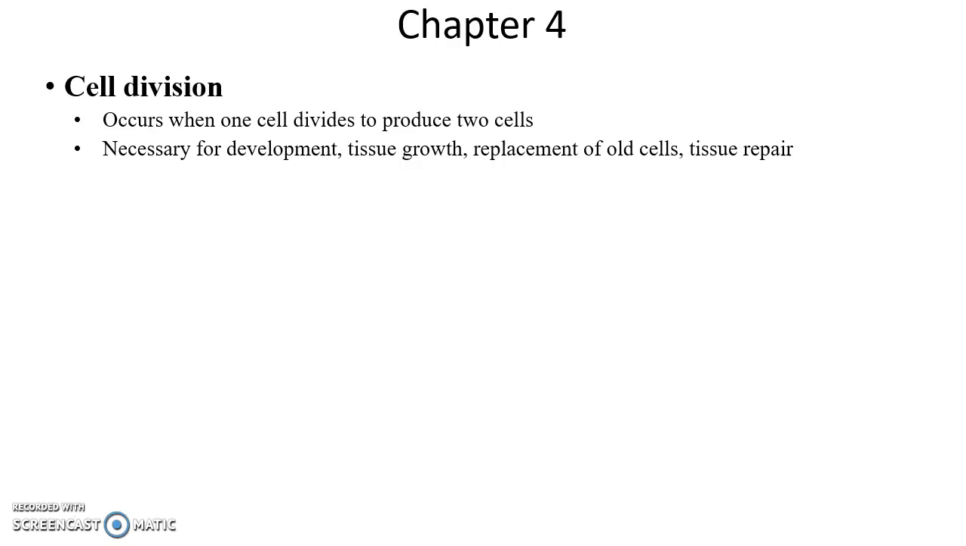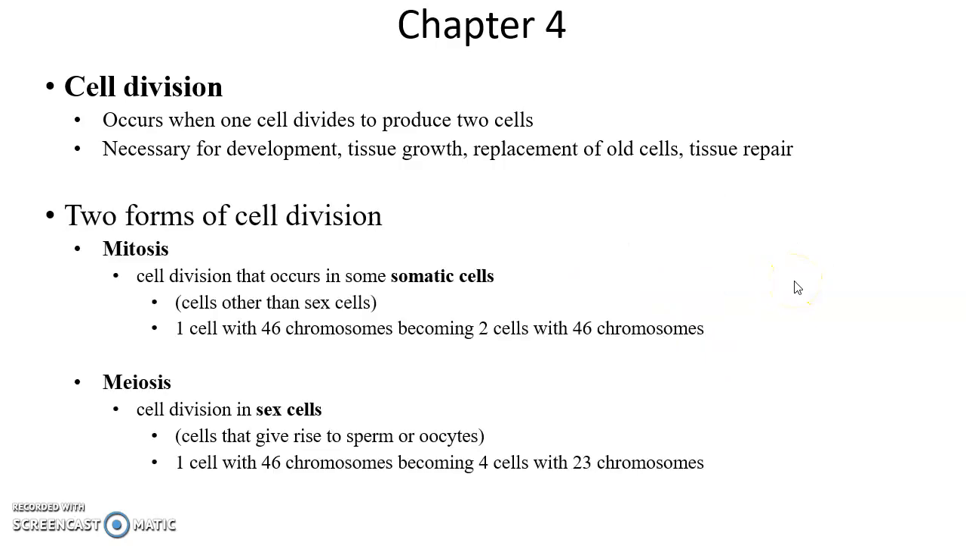Cell division occurs when one cell divides to produce two or more new cells. And cell division is very critically important. It is necessary for development of organisms and tissues. It's involved in tissue growth. It's needed in tissue repair, in replacing old cells that are getting worn out. So it's critical both in, say, a child getting bigger and an adult just maintaining their body.